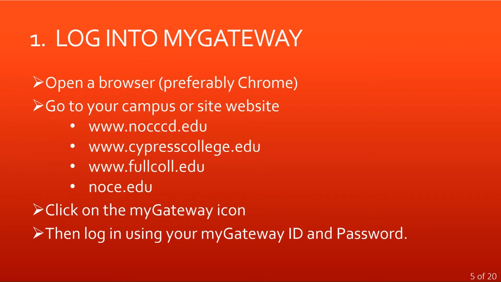All right, so let's get into more details on accessing and using the system. So first we start by logging into My Gateway. The timesheet system is behind the My Gateway login. So to do so, you'll open up a browser, preferably Chrome, and access My Gateway. You can access it from any of the campus or site websites. At the top of each site homepage is a link to My Gateway. If you click on that link, it'll take you to the login for My Gateway.